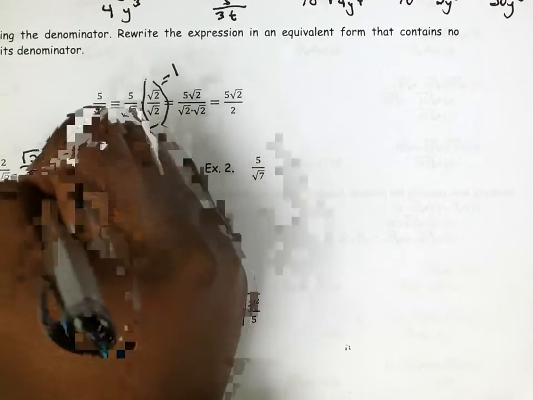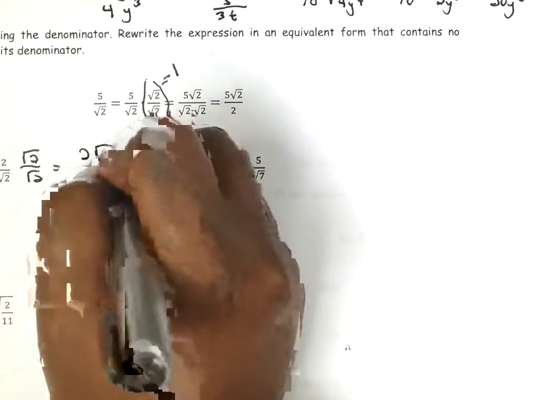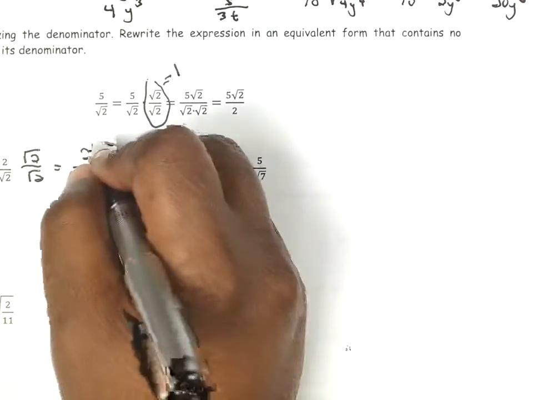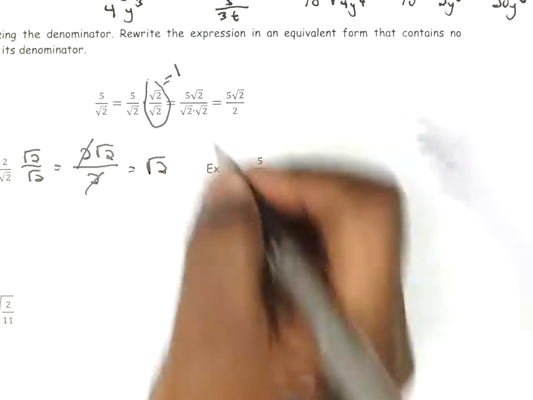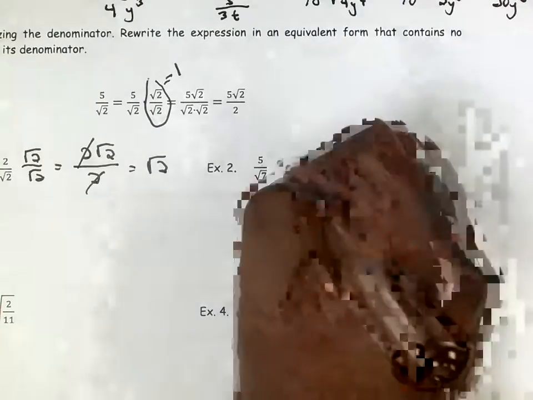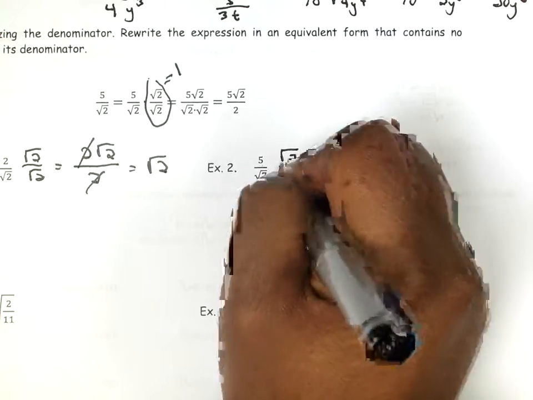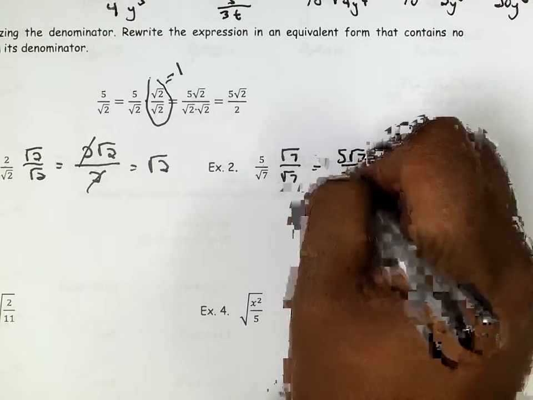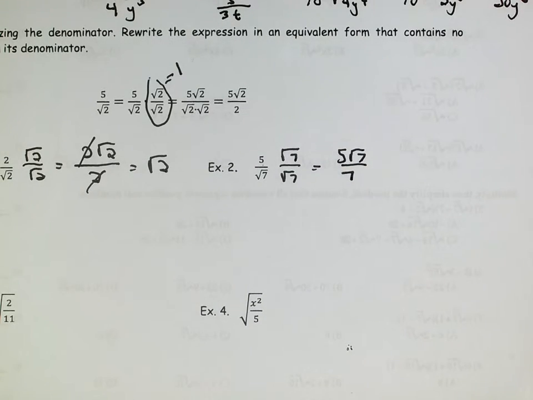So we have 2 over square root of 2. I'm going to multiply the top and the bottom by the square root of 2. So I have 2 square roots of 2 on top, and square root of 4 on the bottom, which is 2. These 2s are both outside of the radical, so I can simplify them, and my final answer is just the square root of 2. For number 2, I'm going to multiply by square root of 7 over square root of 7, and I get 5 square roots of 7 on top. Square root of 7 times square root of 7 is square root of 49. I created the perfect square, so we just get a 7 on the bottom.